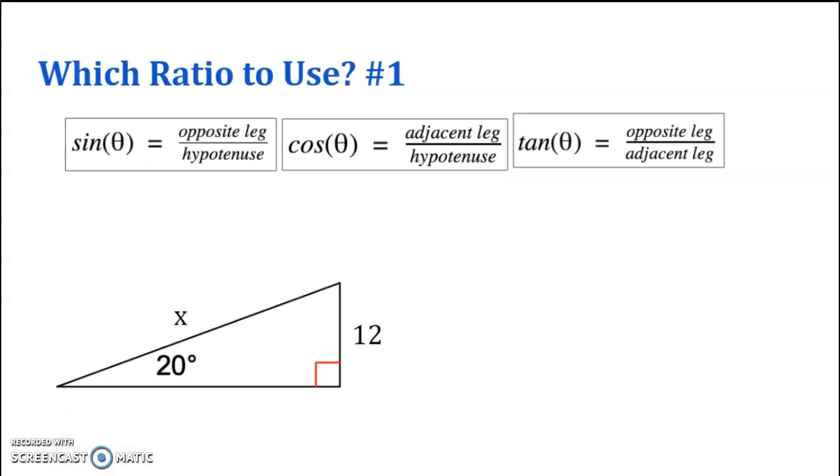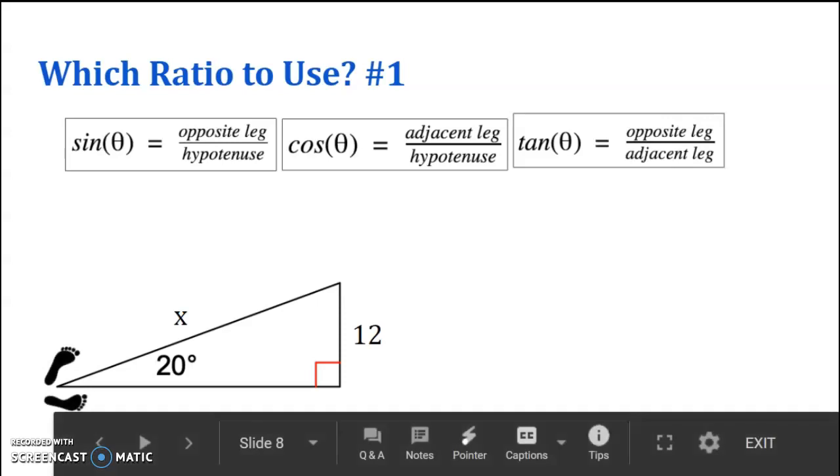When you look at this triangle, what are we given? To figure that out, you need to put yourself where the angle you are given is. This is the reference angle, that means this is where you're standing. That's why you have these 2 footsteps there. You're standing right here, and then you're looking at the 2 measurements that were given.